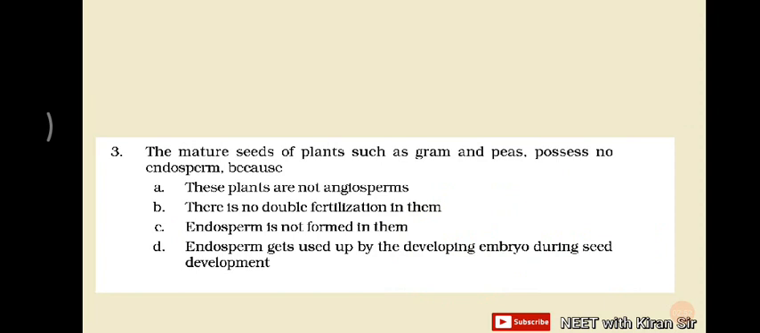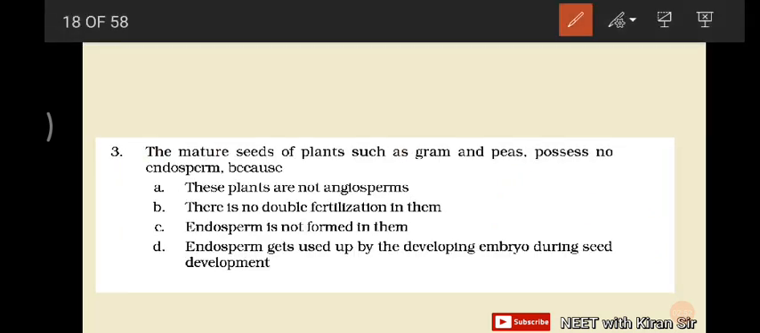Okay, next one, number 3. So here the mature seeds of a plant such as gram and peas possess no endosperm because... When I talk about the endosperm, the seeds are basically divided into two types. One is endospermic seed and the second one is non-endospermic seed.